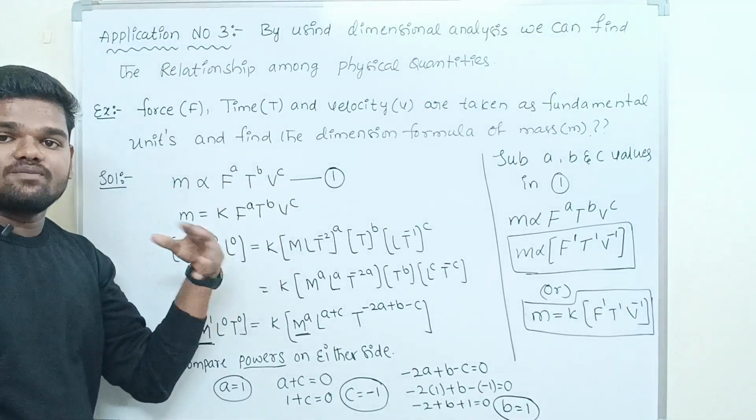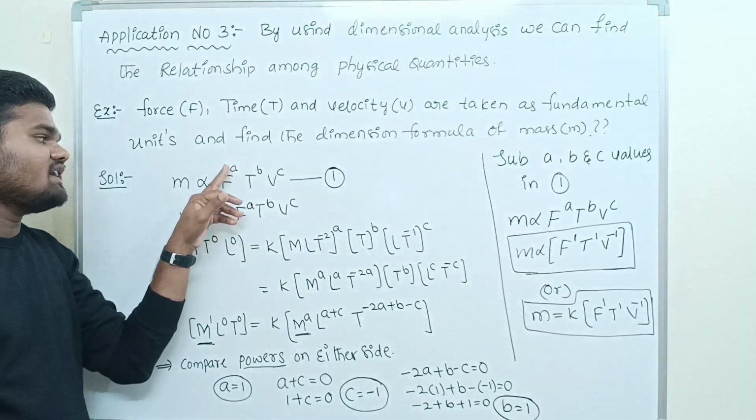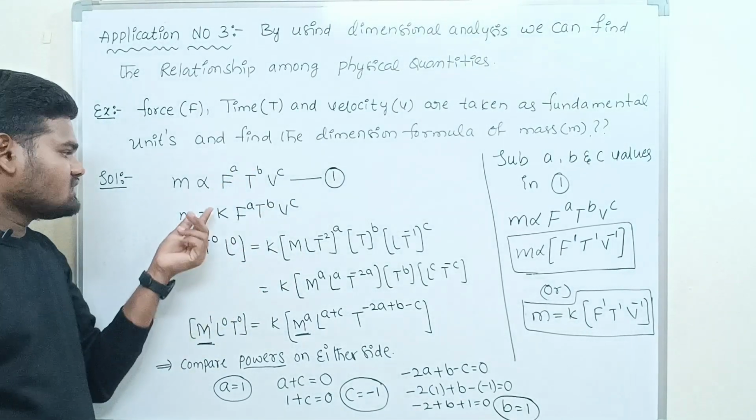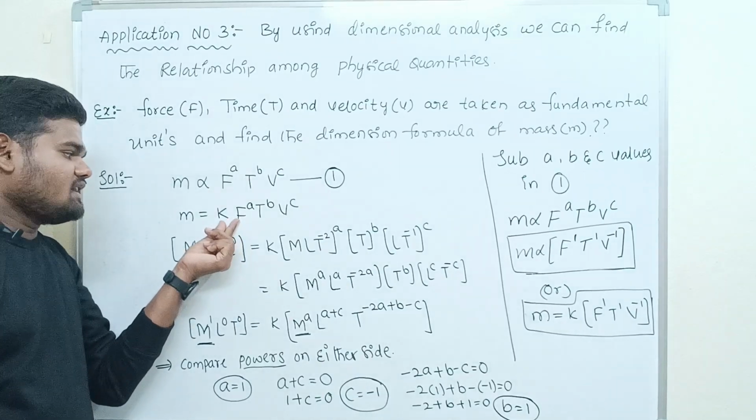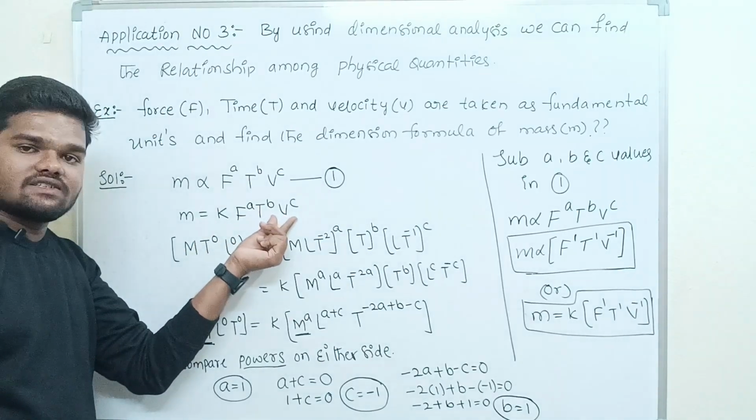We don't know the dimensions, which means we don't know the powers. I'm just taking A, B, C as the powers. So if we remove the proportionality symbol, we will get a constant, that is K. M = K F power A, T power B, V power C.